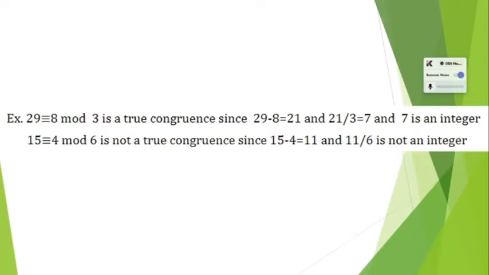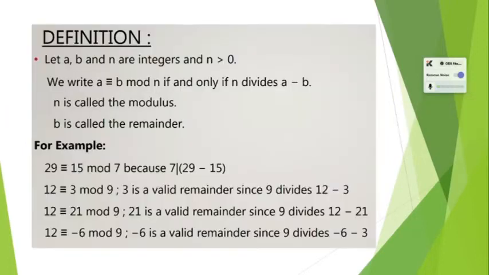Now, is 15 identical to 4 mode 6? So, it is not a true congruence since 15 minus 4 is 11. Then, you divide it with the mode, which is 6. So, not an integer. Therefore, they're not congruent. Okay. So, let's go with the next slide.